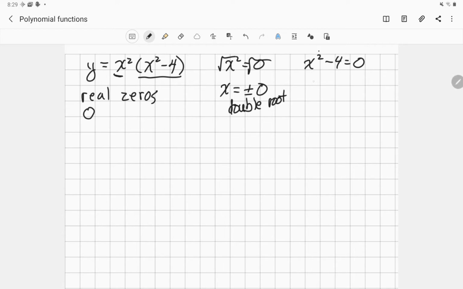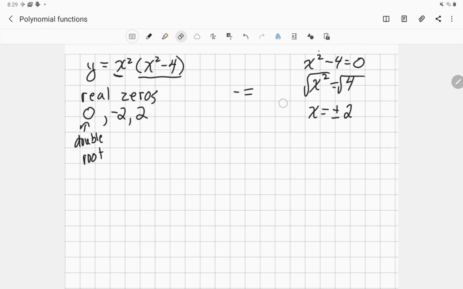Now, the other one, x squared could equal 4, and I'm going to take the square root of both sides. But when I take the square root of 4, it could be 2 or it could be negative 2. So it looks like I only have 3 real zeros, but I really have 4 because that one is a double root, remember. With a quartic, you should have 4 real zeros, as long as the W isn't too wonky, but they're not going to give you one like that anyway.